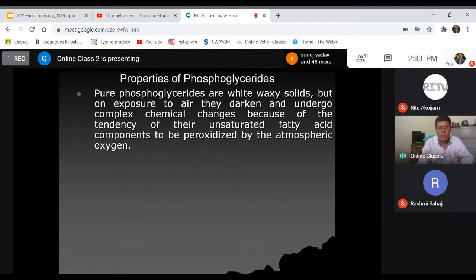Because of that, there may be formation of epoxides, some chain fragmentation may occur, and some of the fatty acids may be removed from the glycerol component.